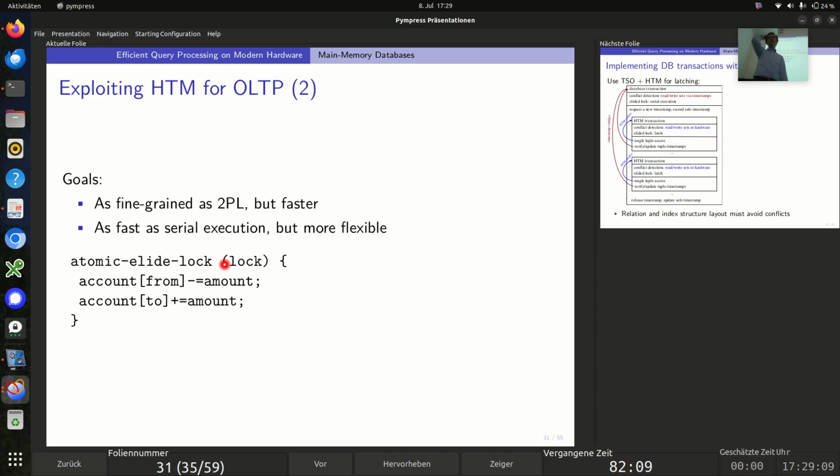Here are some examples of how to use them. It is as fine-grained as two-phase locking, but faster. And here this should be done atomically: transfer the money from one account to another one. And this is how you could do it with hardware transactional memory. But as I said, I never used it.